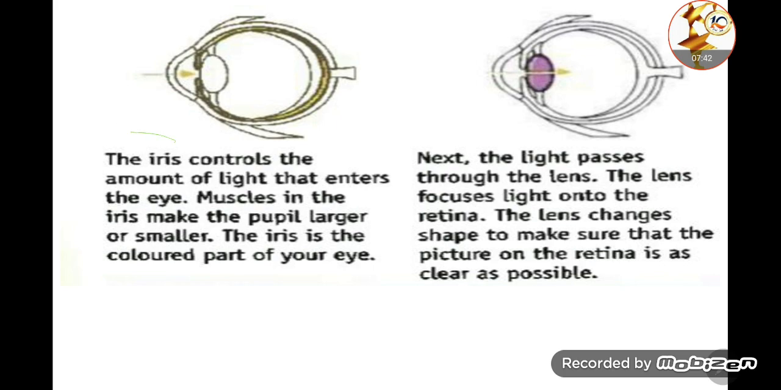We will start with the iris, and listen carefully first to the next speaker. We will hear paragraph number one, then paragraph number two. The iris controls the amount of light that enters the eye. Muscles in the iris make the pupil larger or smaller. The iris is the coloured part of your eye.